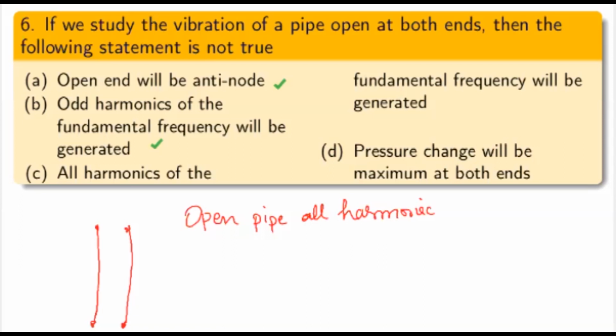In an open pipe, it is n times nu naught, any higher frequency equals to. So option C is also true. But look at the last one. Pressure change will be maximum at both the ends. So at these two ends, it is open to the atmosphere. Therefore, we find zero pressure change, and pressure change is maximum at antinode. Therefore, option D is not true. So correct option is option D.